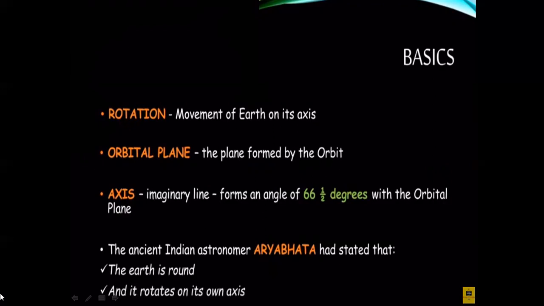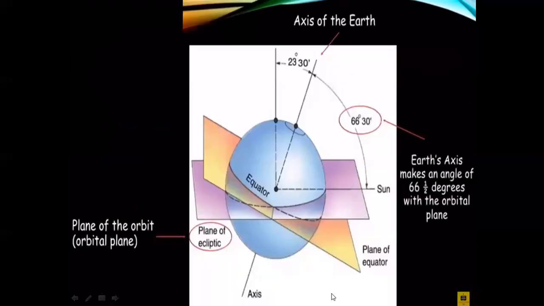Earth receives light from the sun, and the Earth has a spherical shape, just take a note of that. Just remember that Aryabhatta was the first ancient Indian astronomer. I think it is not given in the textbook, but you can take note of this. The ancient Indian astronomer Aryabhatta was the first person who said that Earth is round and it rotates on its own axis.